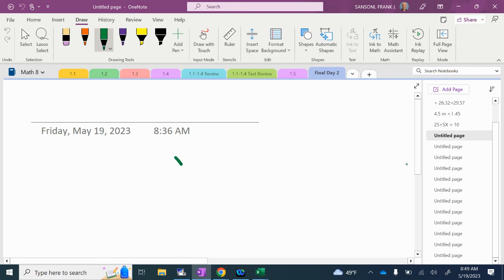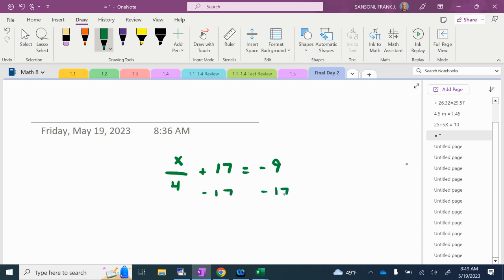Number 28, I have x divided by 4 plus 17 equals negative 9. What am I getting rid of first? I'm getting rid of the plus 17, so I'm going to subtract 17 from both sides. So I have minus 17, I have minus 17, I have x divided by 4. What is negative 9 minus 17? Negative 26. Copy, change, right? So negative 9 minus 17, negative 9 plus negative 17. So I've got a negative 26.